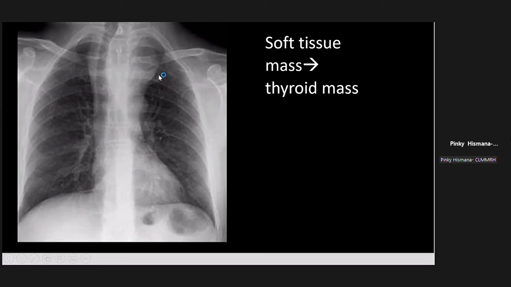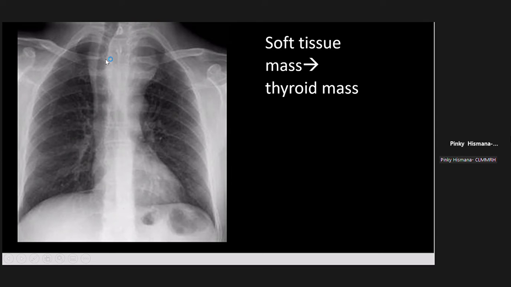So actually you can already see this at the hemithorax, but this soft tissue mass is actually a thyroid mass which extended into the retrosternal area. So you know that you have a sternum here. Then of course you have a mass here, more on the left side.